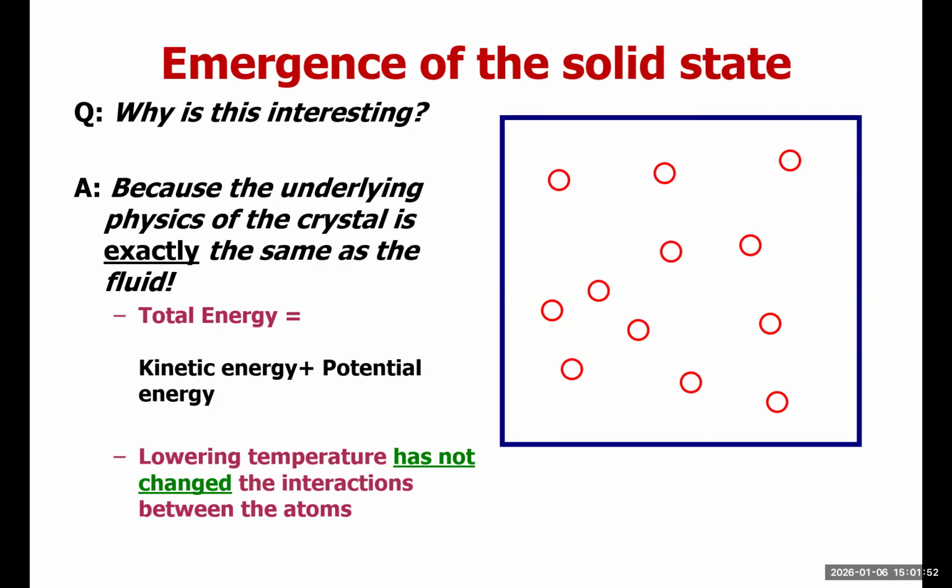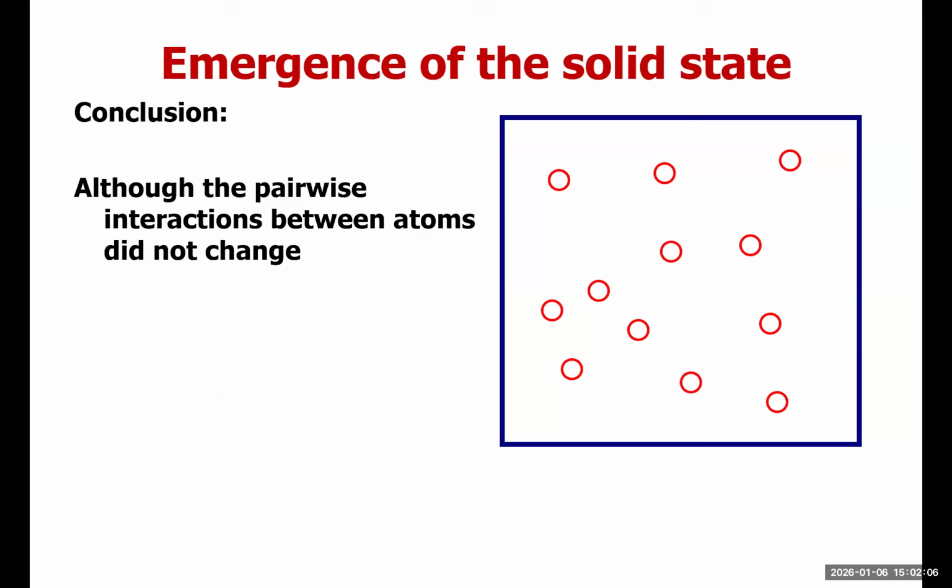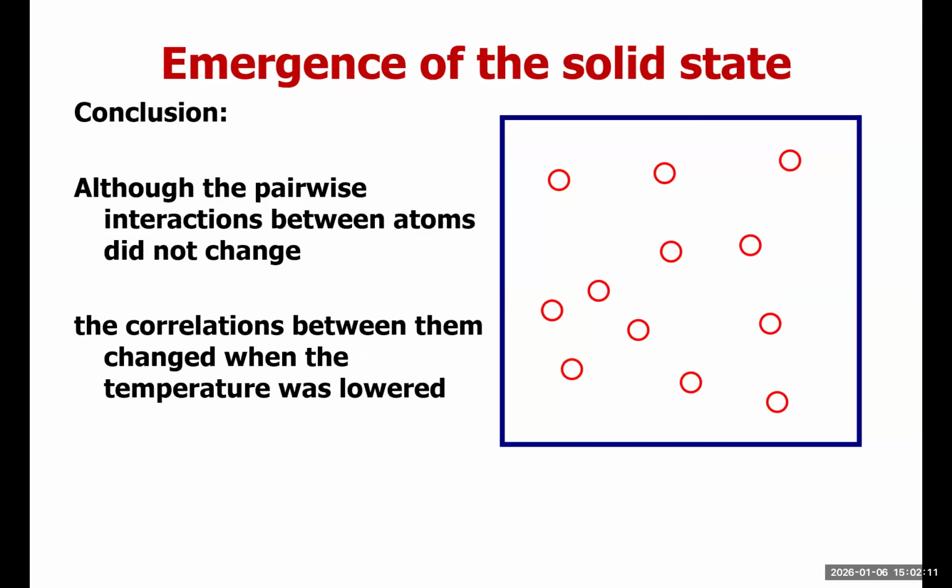As we discussed a few minutes ago, the underlying physics of the crystal is exactly the same as the fluid. The total energy is just the kinetic energy plus the potential energy. Lowering the temperature has not changed the interactions between the atoms, but something else has happened. So the conclusion is, although the pairwise interactions between atoms did not change, the correlations between them changed when the temperature was lowered. The correlations, not the interactions.